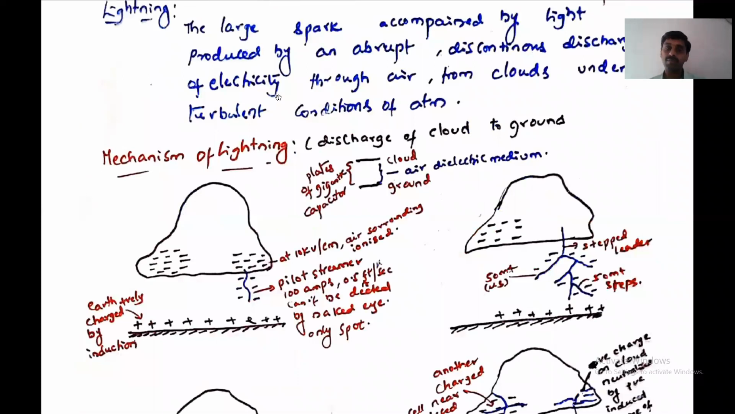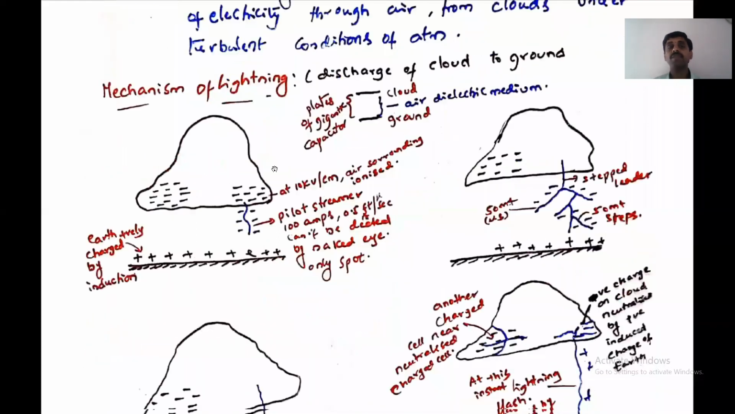Lightning, what is lightning? A large spark accompanied by light, produced by abrupt, discontinuous discharge of electricity through air. It's a discharge through air from clouds under turbulent conditions of the atmosphere. Simply, it is a discharge of cloud to ground. If you take the cloud and the ground, it is a gigantic capacitor with two plates, the upper part and the lower part. And what is the dielectric medium between them? It is air. Let us see how the lightning occurs.